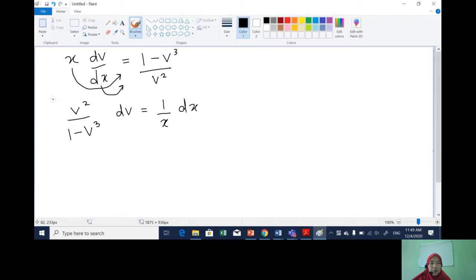Okay, so the next step we do integration on both sides. The left hand side we integrate with respect to the v variable. The right hand side we integrate with respect to the x variable. It is easy to find the answer for the integration on the right hand side. Integrate 1 over x, we have ln x. If you do not know, please refer to the integration formula list, the table of integrations.